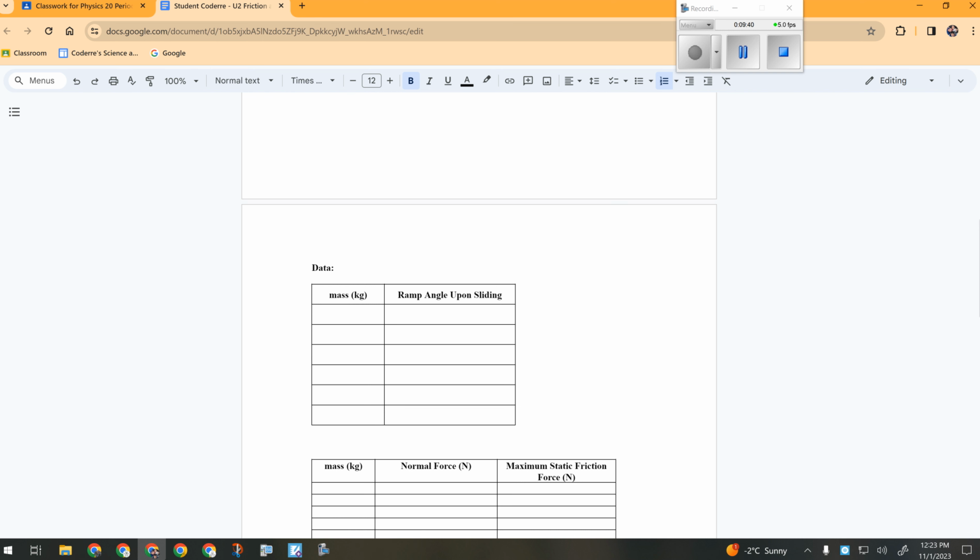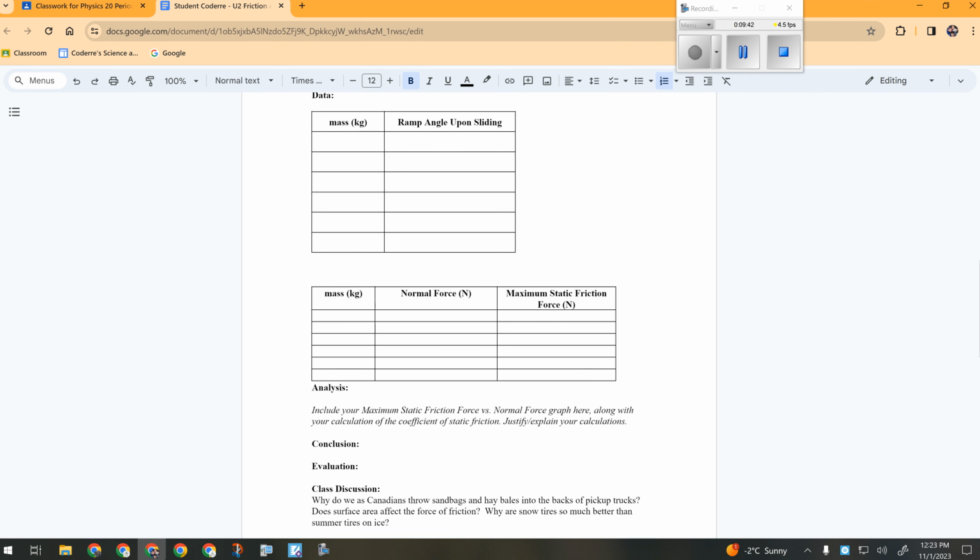Then you're going to do this second chart, where the masses will be the same. Calculate the normal force, Fg times the cos of theta. Calculate the static friction, mg sine of theta, and those are the two things you're going to graph, those two columns. So you can just highlight that, copy them right into Google Sheets, and graph it.